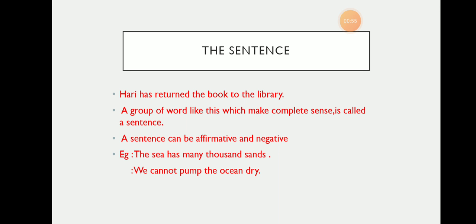Actually, sentence is the highest grammatical unit. While speaking, we take pauses. You know this. Pause is an indicative of the end of a sentence. And in writing, punctuation marks are used to indicate the boundary of a sentence. A sentence can be affirmative or negative. Affirmative sentence, for example, the sea has many thousand sands. And negative sentence, for example, we cannot pump the ocean dry.